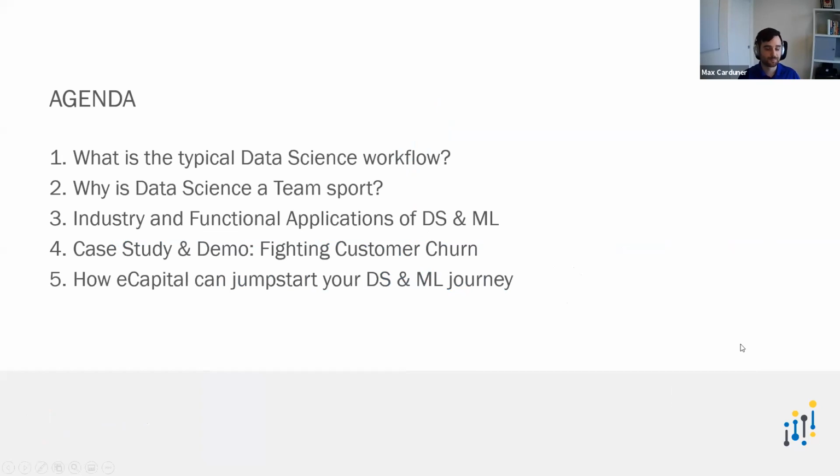So what we're going to be talking about is what is the typical data science workflow? Why is data science a team sport? The industry and functional applications of data science and machine learning, some of them. And then we'll deep dive into a case study and demonstration of fighting customer churn. And then we'll wrap up with how eCapital can jumpstart your data science and machine learning journey.